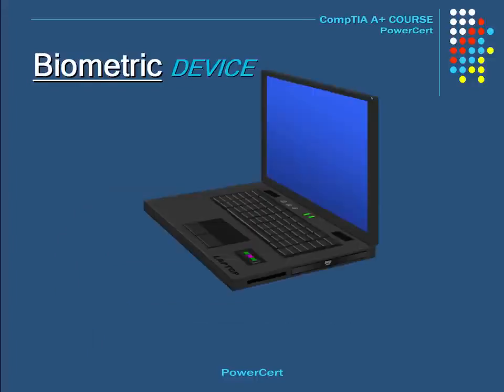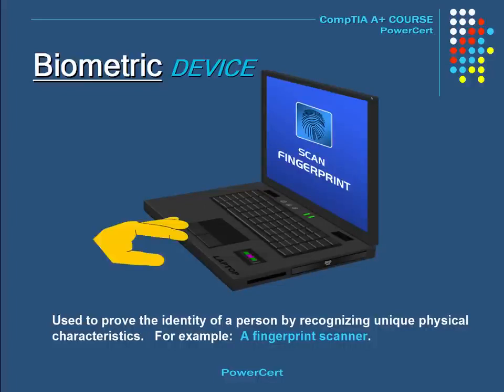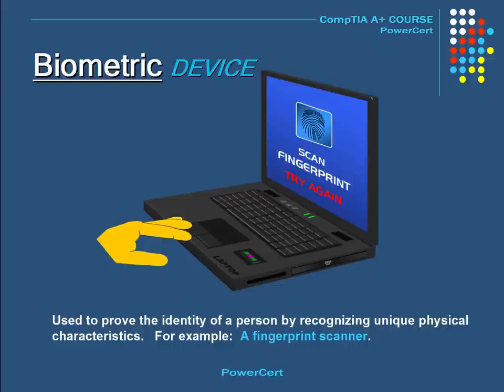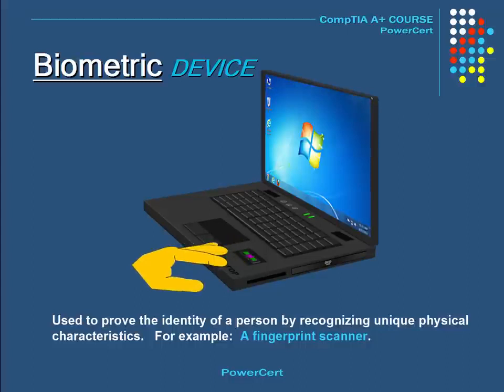A biometric device is used to prove the identity of a person by recognizing unique physical characteristics. For example, a fingerprint scanner. Fingerprint scanners are used to read a user's fingerprint to prove authentication. And these days, a lot of fingerprint scanners will be built into a device, such as a laptop or a smartphone. You just swipe your finger across the fingerprint scanner, and the scanner will either grant or deny you access based on your fingerprint.